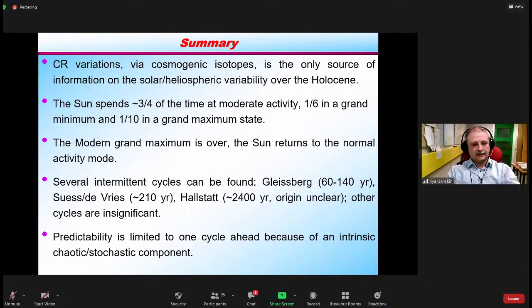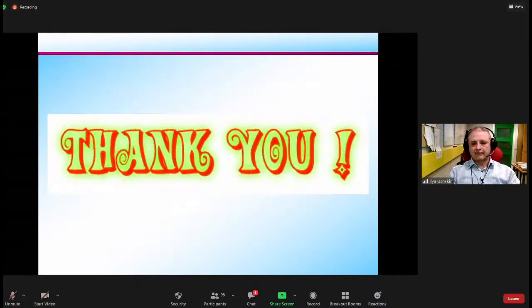And also, don't try to predict solar activity using these cyclicities, because they are not strict periodicities, it's only some typical time scale of variations. And thank you, my time is over.